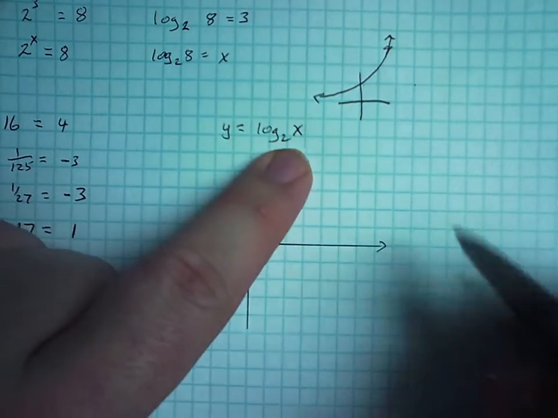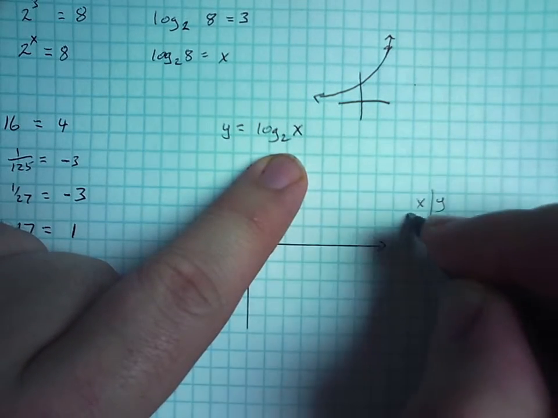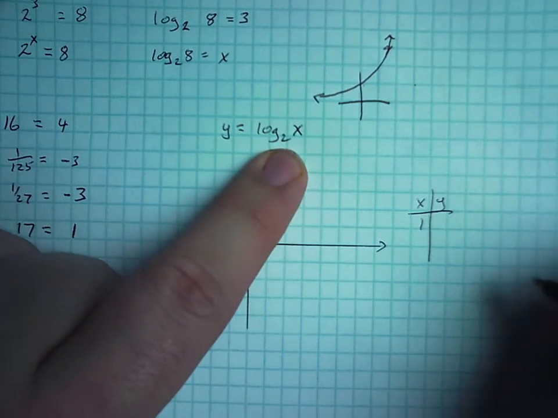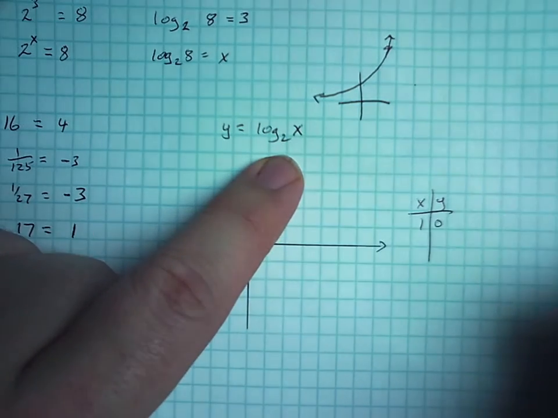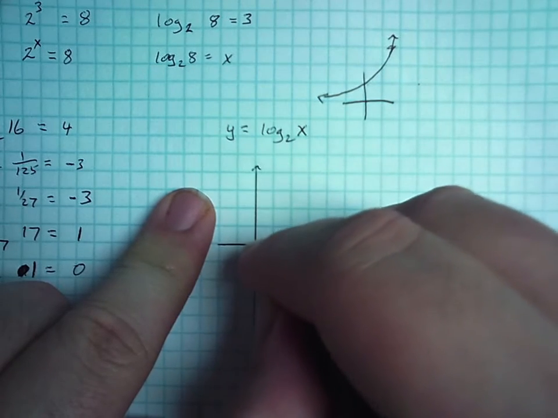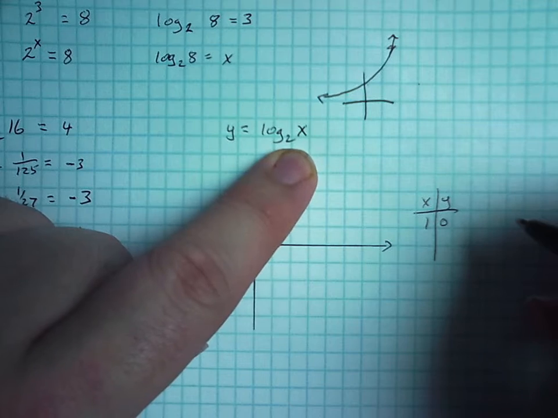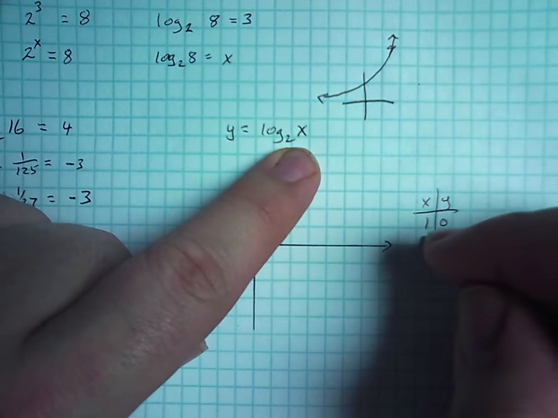Firstly, an XY chart. The power I stick on 2 to get 1 is going to be 0, because anything to the 0 power is 1. So (1, 0) is on my graph. If I stick in a 2, I'll get log base 2 of 2. What power do I stick on 2 to get 2? And the answer is 1.